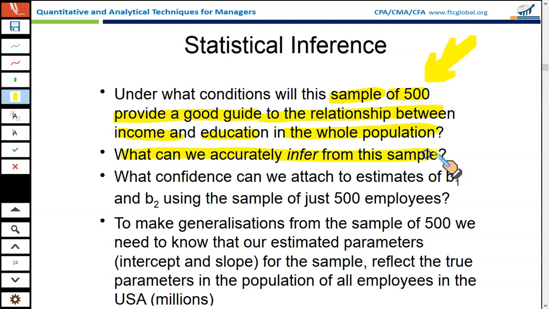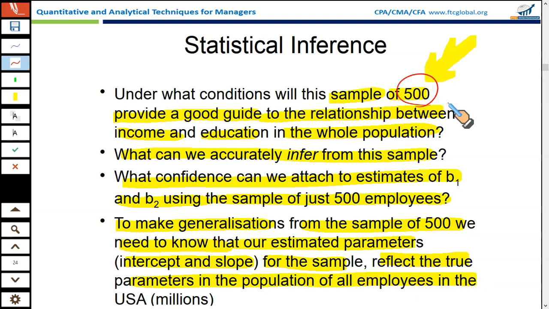So what can we accurately infer from this sample? What confidence can we attach to the estimates of B1 and B2 using the sample of just 500 employees? We are going to make a generalization based upon these 500 employees. To make generalizations from the sample of 500, we need to know that our estimated parameters, the intercept and slope for the sample, reflect the true parameters in the population of all employees in the US. So these individuals we have selected are a representative sample, and their intercept and slope, B1 and B2, are a reflection of the true parameters B1 and B2 for the whole population of all employees in the US.